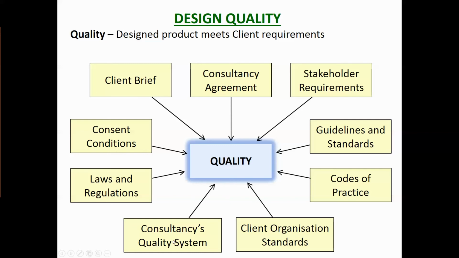Your own organisation's quality systems, how you do things. It might be that you want to exceed the client requirements, and that's maybe a decision that your company's made. And then there's consent conditions and laws and regulations. So you can see that quality, there are a lot of things that are inputting into what is quality. What are the things that you need, the boxes you need to tick to make sure that you are meeting quality requirements for your project.